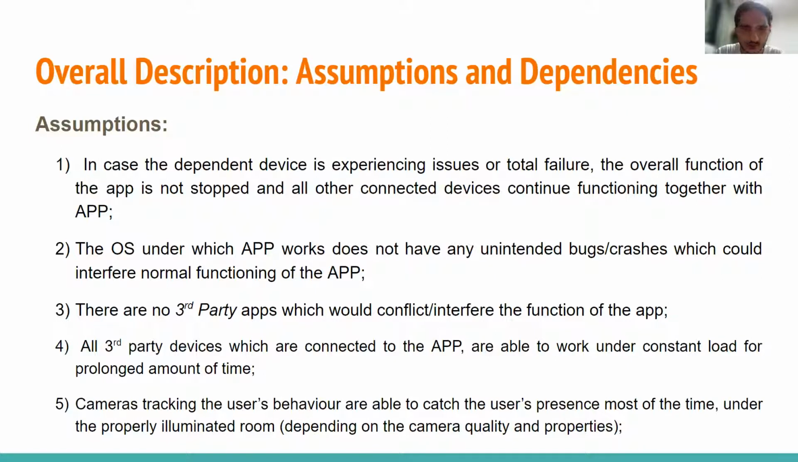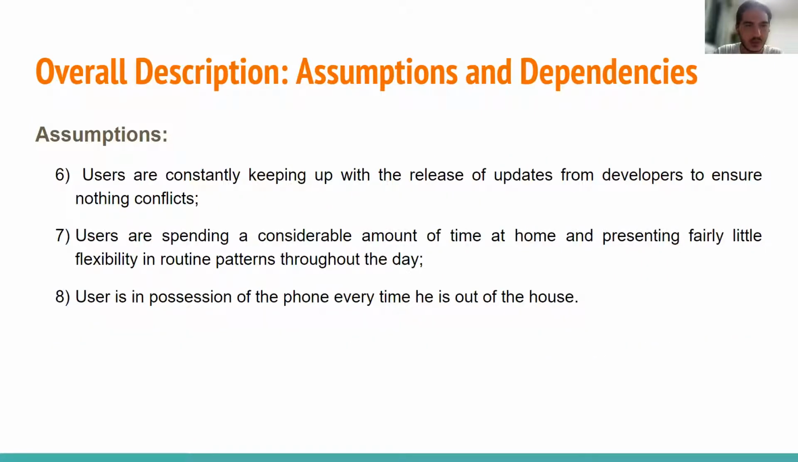Then the cameras tracking the user's behavior should be able to catch the user's presence most of the time. So there should be no issues with that. Then users should be constantly keeping up with the updates. Then users should spend a considerable amount of time at home so that the pattern could normally realize its feature. And then the user is in possession of the phone every time he's out of the house.